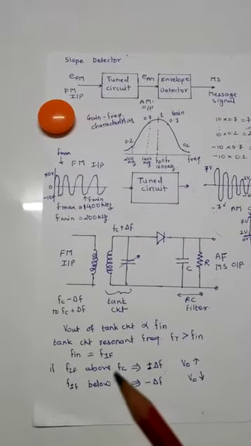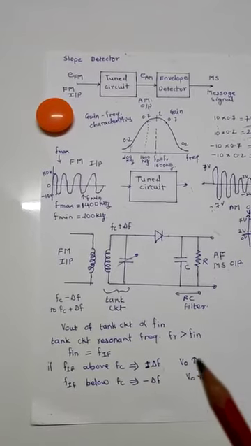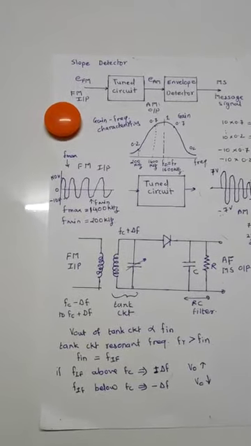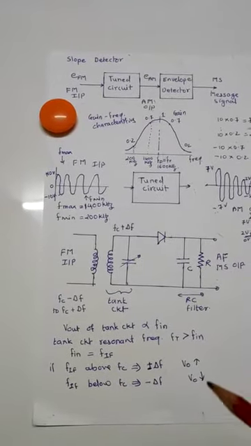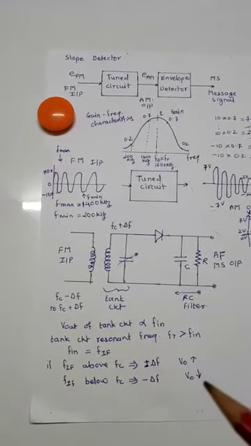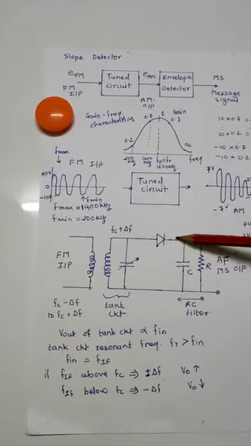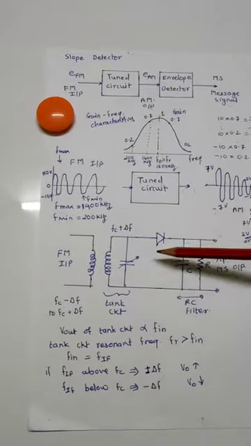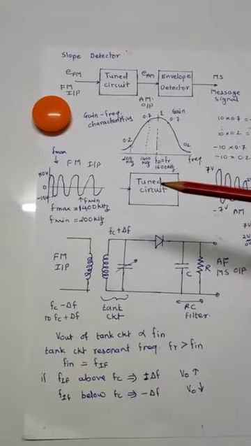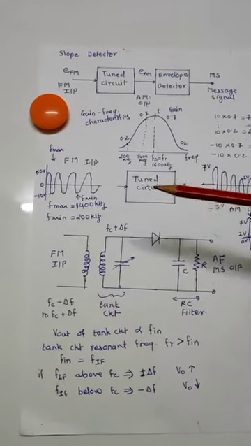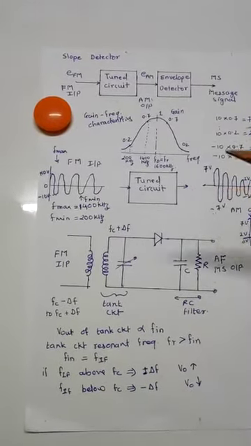Suppose the input frequency is above the carrier frequency, then the output of the tank circuit increases. Suppose the input frequency is below the carrier frequency, then the output of the tank circuit decreases. This output of the tank circuit is given to the half wave rectifier circuit. Now we are going to see how this tank circuit converts the frequency variations into amplitude variations.